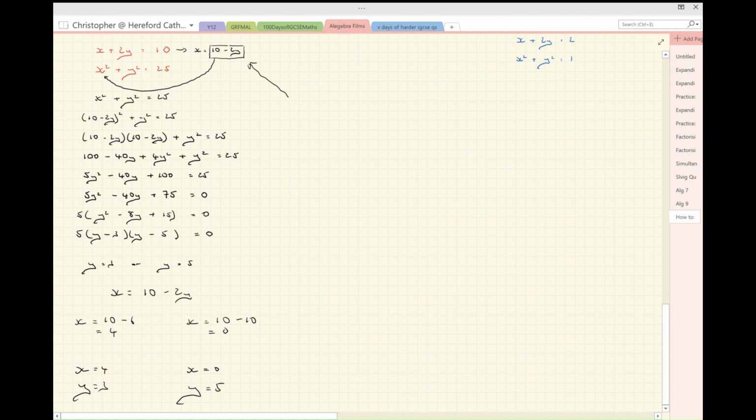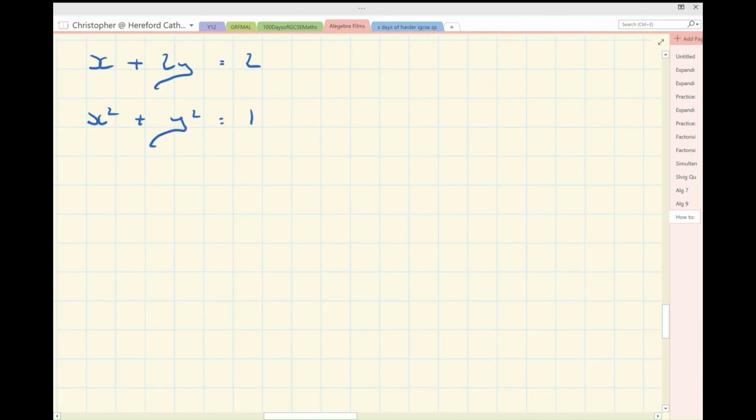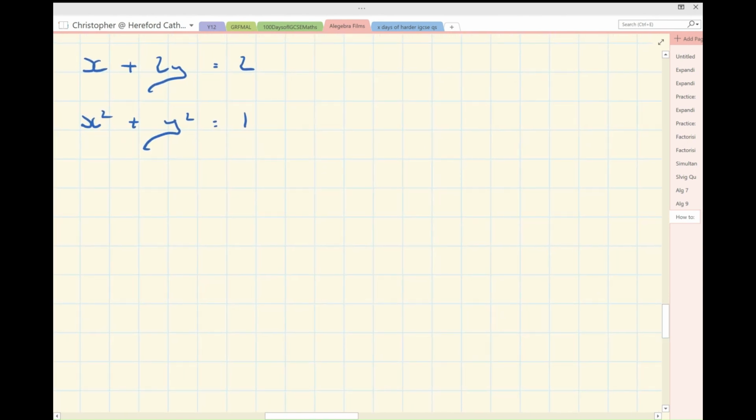Right, here's one for you to have a go at. Okay, what I suggest you do is to pause the film and have a go, and then play the film and watch me do it. If you want a hint, then start by taking equation 1 and making x the subject. Okay, pause the film now if you want to. Right, I'm going to solve this now.